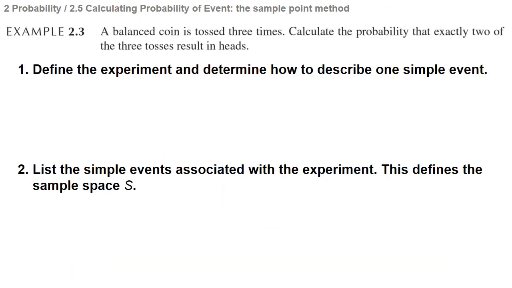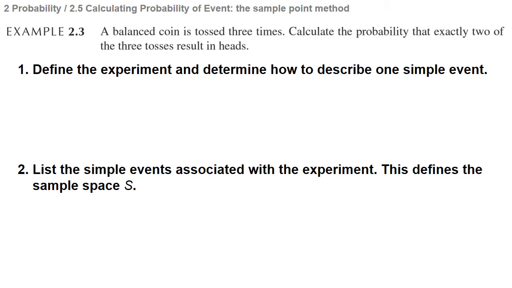Let's move on to example 2.3, and let's use the sample point method again. A balanced coin is tossed 3 times. Calculate the probability that exactly 2 of the 3 tosses result in heads. Okay, so we are tossing a balanced coin 3 times, and we want to calculate the probability that exactly 2 of the 3 tosses result in heads.